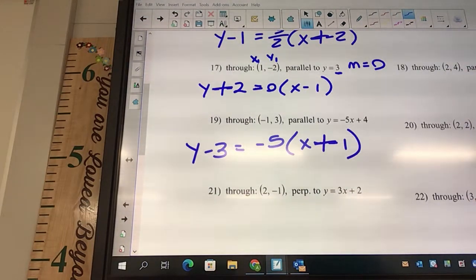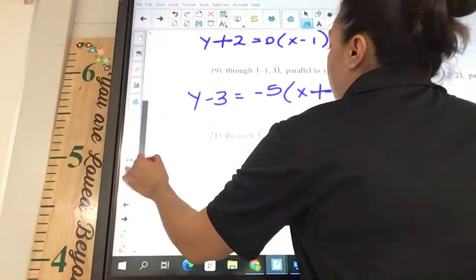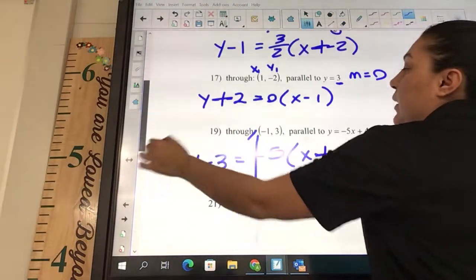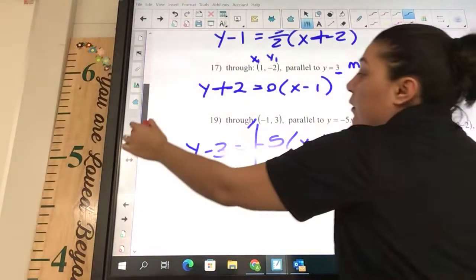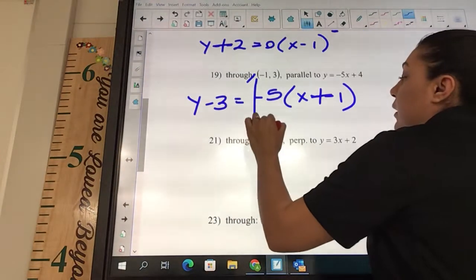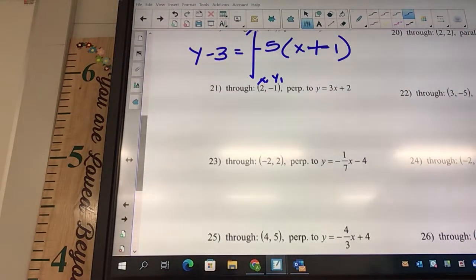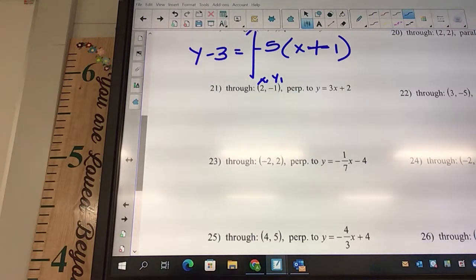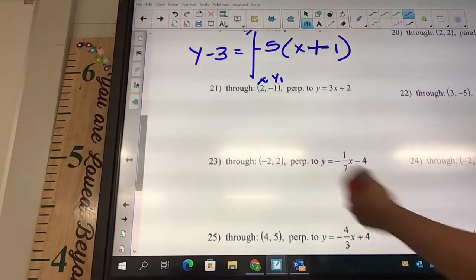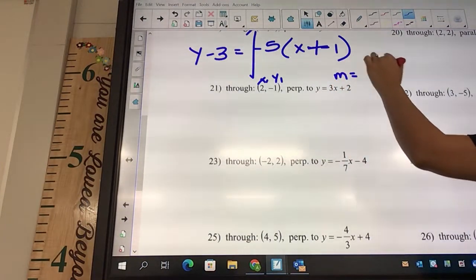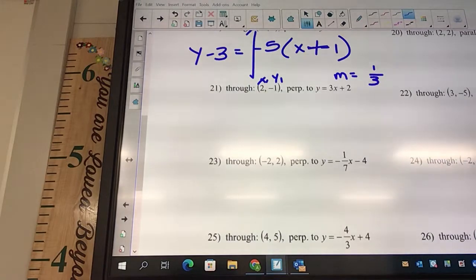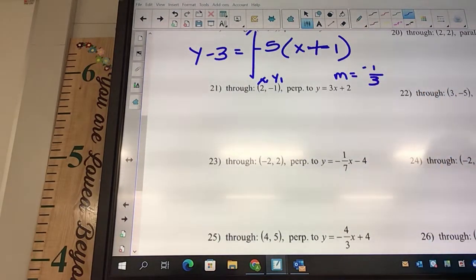Okay, 21 is a perp. So we're gonna have x1, y1. Gosh dang it, this board was getting better set. Okay, what is our current slope? 3/1. And because it's a perp, we need to flip and change. So my new m is going to be 1/3. And should it be a positive or negative? It should be a negative. So this is the slope that you're going to use.